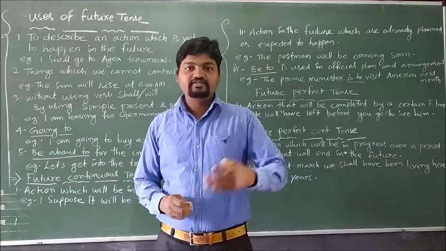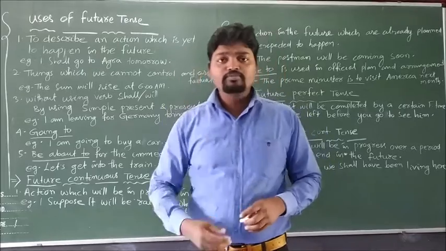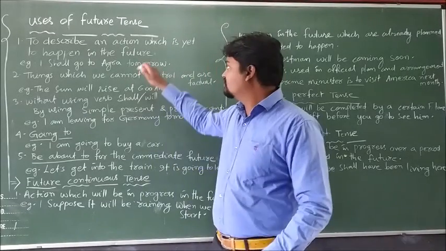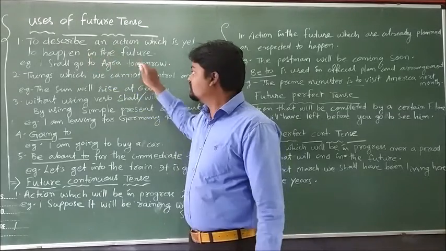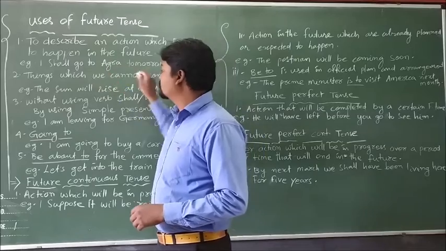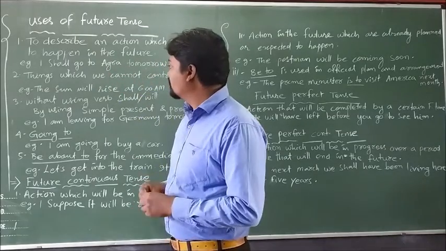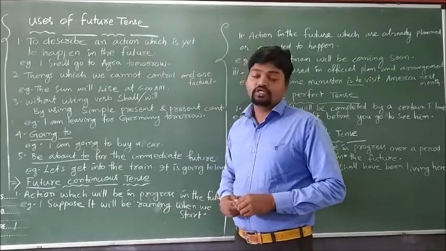If you use a sentence that you have planned and you are going maybe tomorrow or the day after tomorrow, in this sense, the actions which will happen in the future, we use simple future tense. Already we understood, right? Next, things which cannot be controlled or are factual.